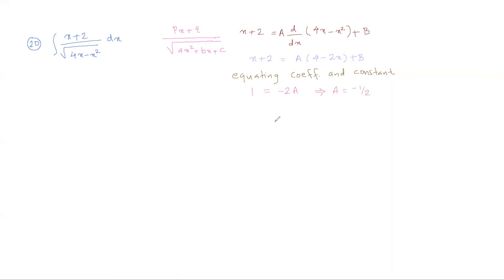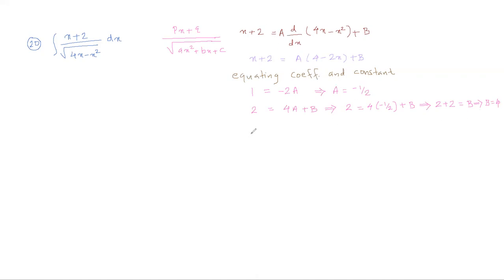Equating the constant term, 2 is equal to 4a plus b. That implies 2 is equal to 4 into minus 1 by 2 plus b. 4 into minus 1 by 2 is minus 2. So on the right side we get 2 plus 2 on the left side, which is equal to b. Or we can say b is equal to 4.